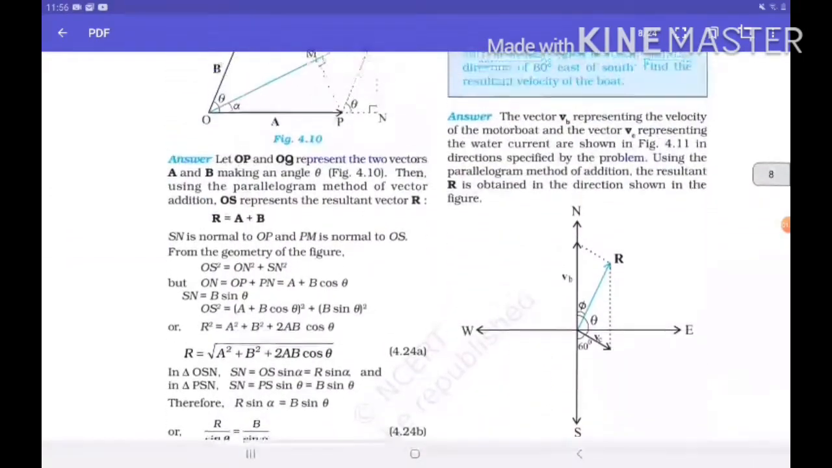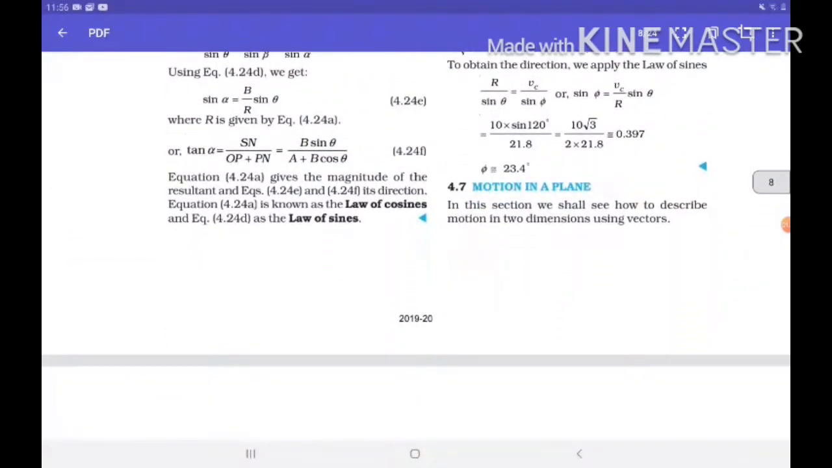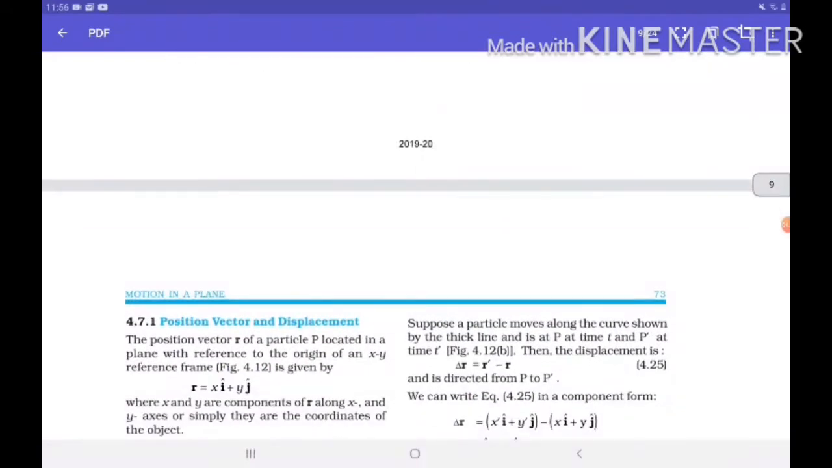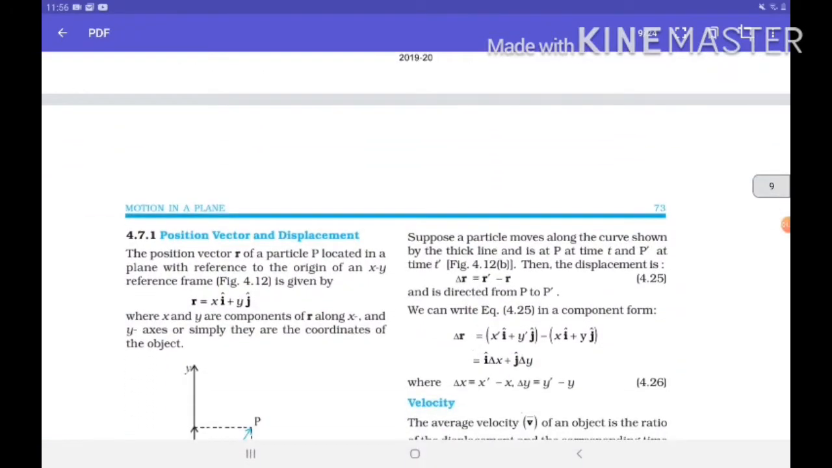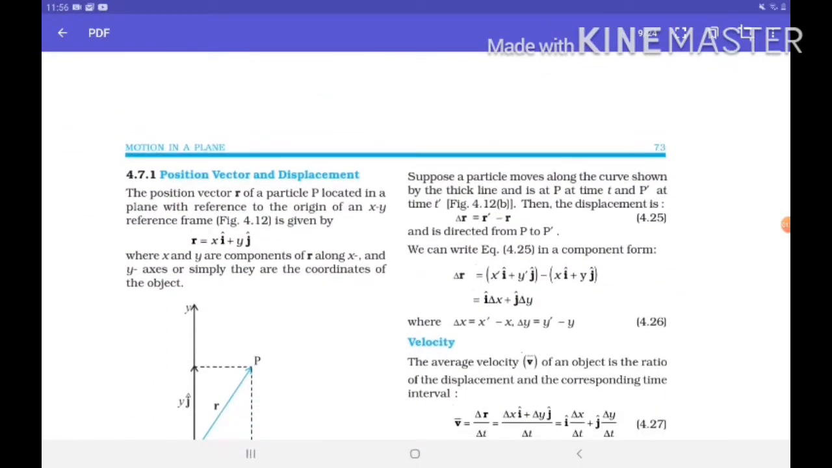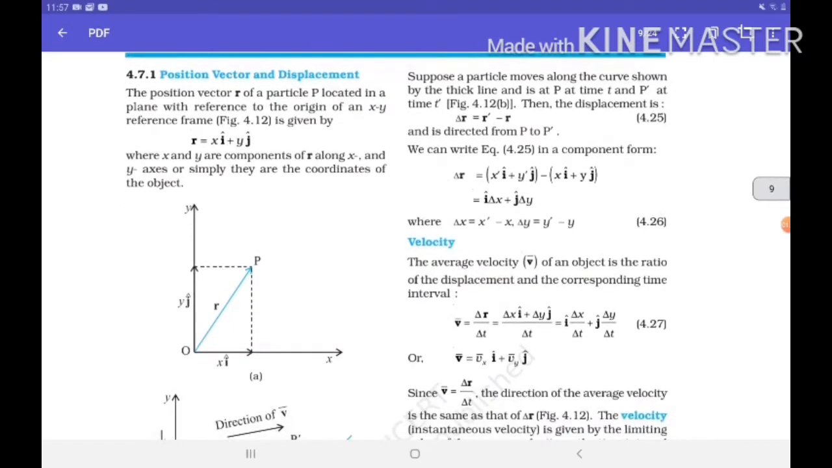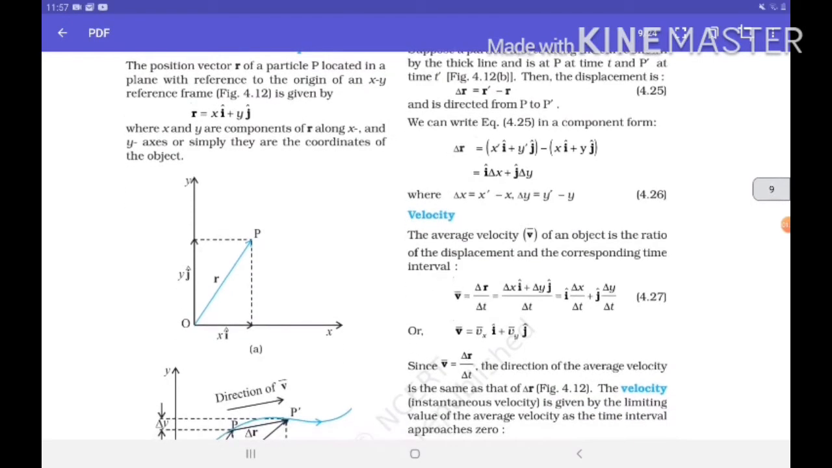Okay. Now move on to the next topic, which is motion in a plane. In this section, we shall see how to describe motion in 2 dimensions using vectors, position vector and displacement. The position vector R of a particle P located in a plane with reference to the origin of an xy reference frame is given by R is equal to x i cap plus y j cap, where x and y are components of R along the x and y axis, or simply they are the coordinates of the object.